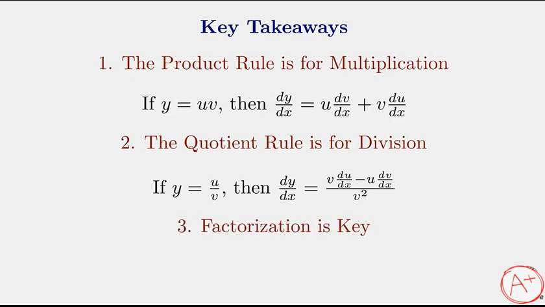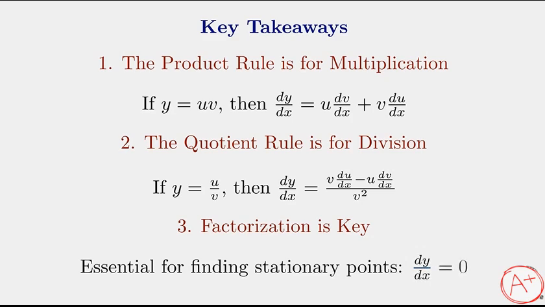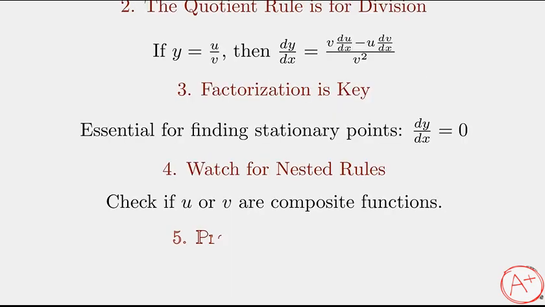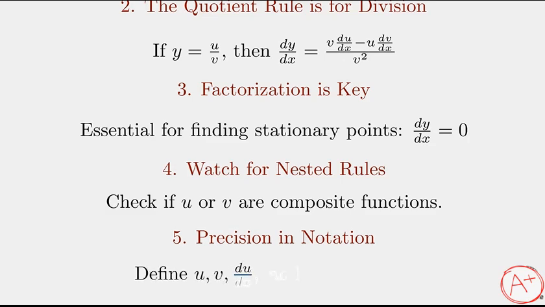In Cambridge 9709 exams, the derivative is often just the first step. Factoring your answer, especially when exponential terms are involved, makes subsequent steps like finding stationary points much more manageable. Always check if your u or v terms require the chain rule. Missing a small internal derivative is the difference between an A and a B grade. Clearly define your u, v, and their derivatives. This structure not only guides you through complex problems, but also ensures you capture maximum method marks from the examiner.